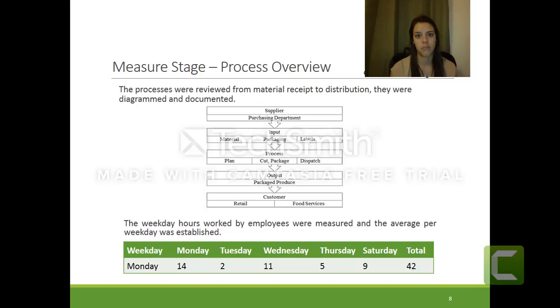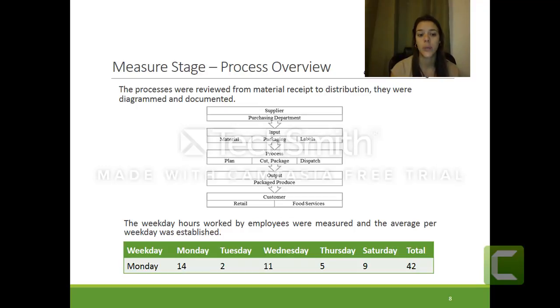Our output is the product that is packaged and processed, and our customers are our retail customers, which are our supermarkets, or our food services, which can be a fast food restaurant that is going to further process these products to make the end result for the client.